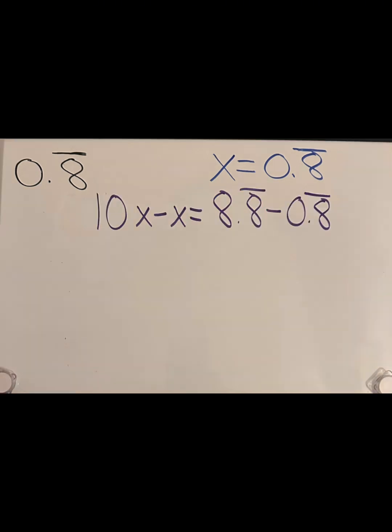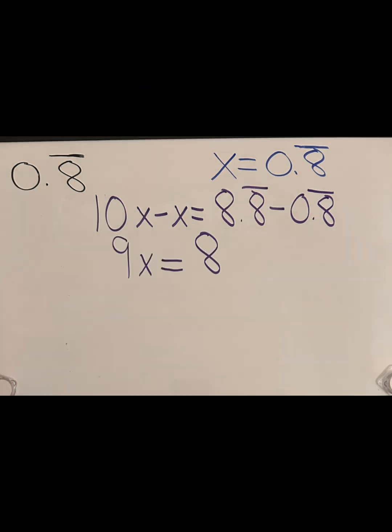Now I can subtract on both sides, so 10x minus x will give me 9x, and 8.8 minus 0.8, both with bar notations on top of them, will give me the whole number 8. And I told you earlier I will explain why we multiply both sides by 10. The reason we did that is because once we got to this step, we wanted to be able to get a whole number once we subtract on the right side of the equation.